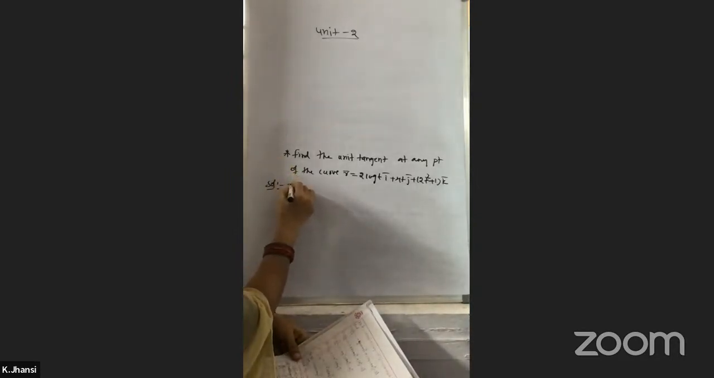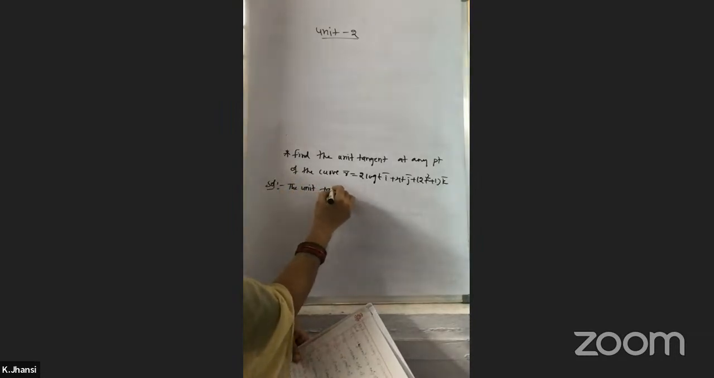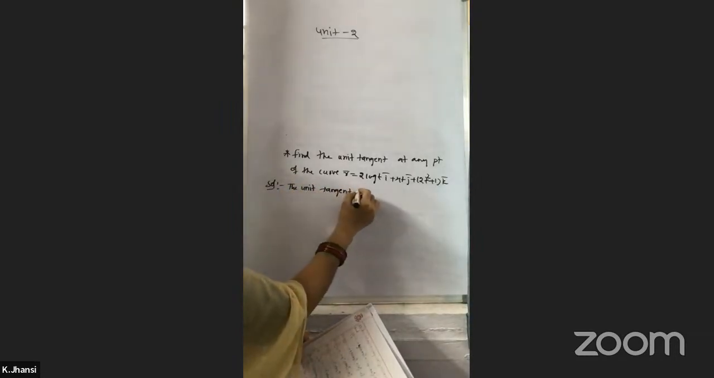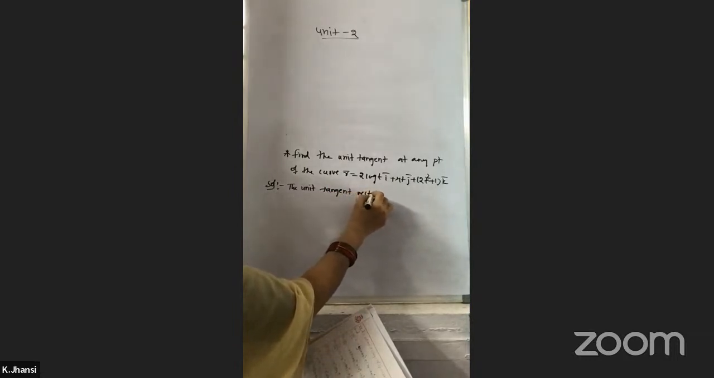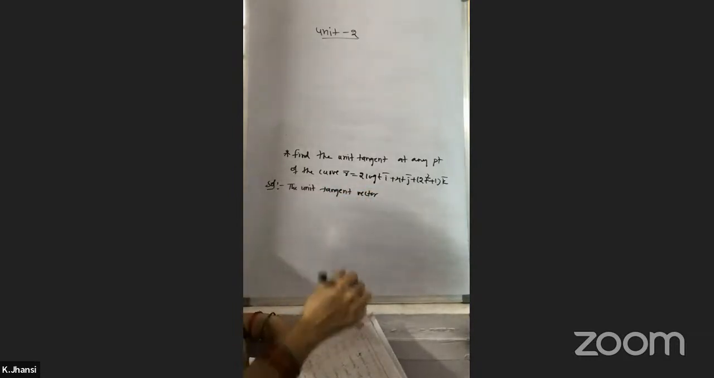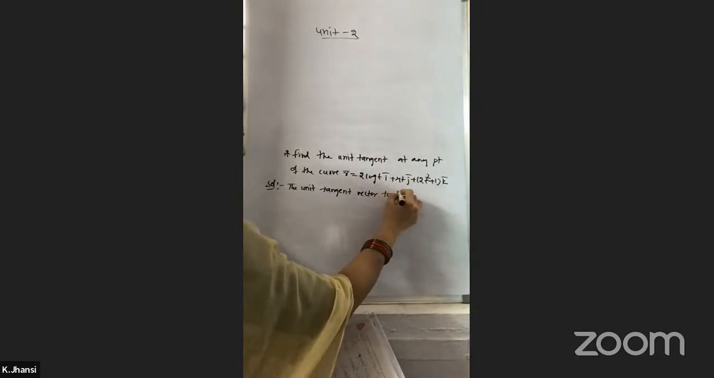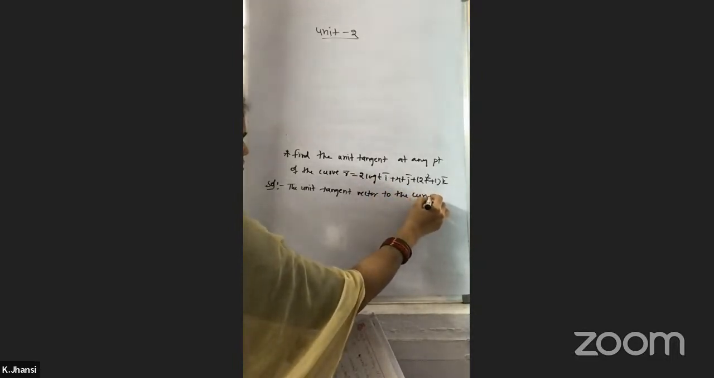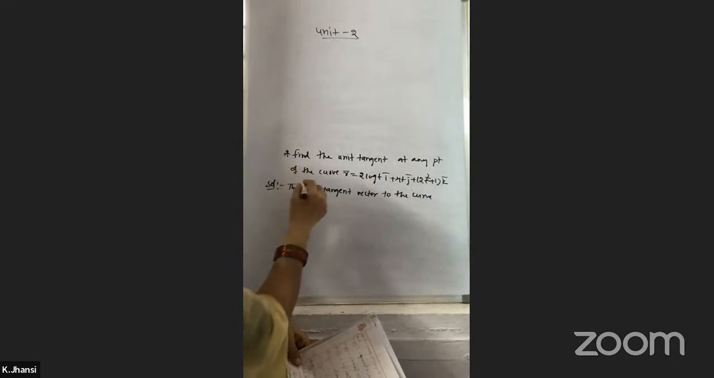So we have to find the unit tangent vector of the given curve. So the unit tangent vector to the curve at any point is the unit tangent vector to the curve at any point is.